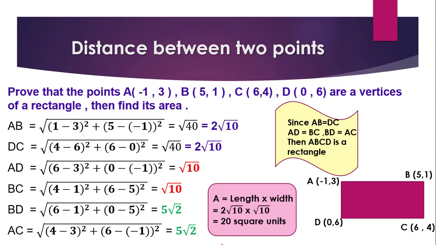Okay, so if I want to calculate the area, the area equals length times width. The length here is 2 root 10 and the width is root 10, multiplied together. So the area is 20 square units. 2 times 10 is 20 square units. Okay, let's continue.